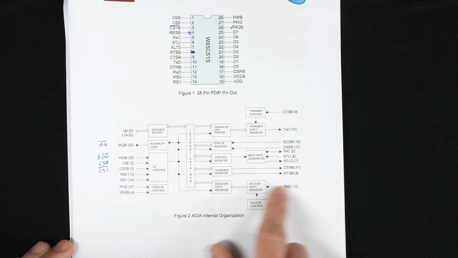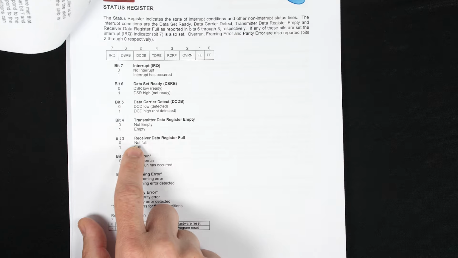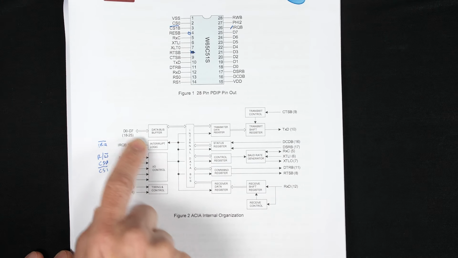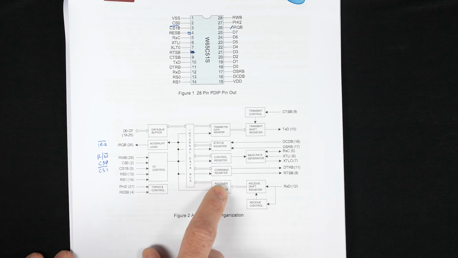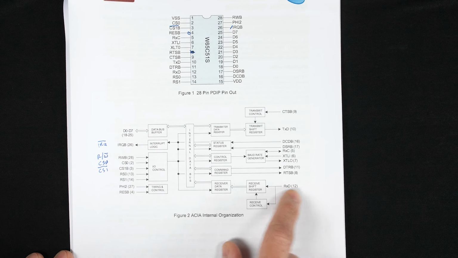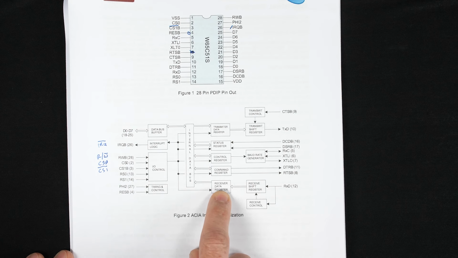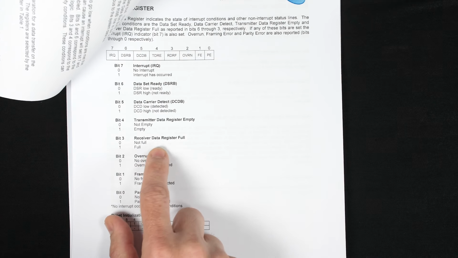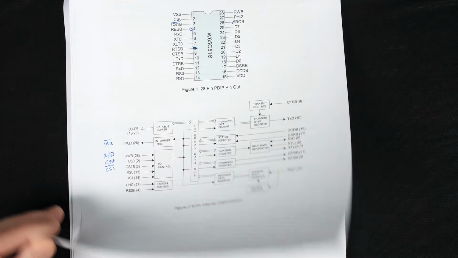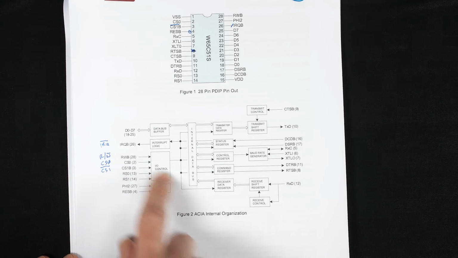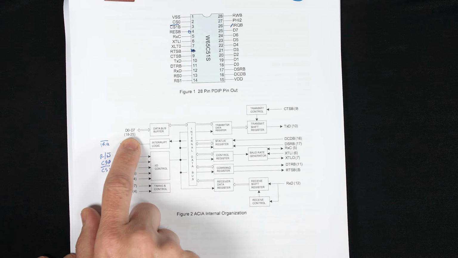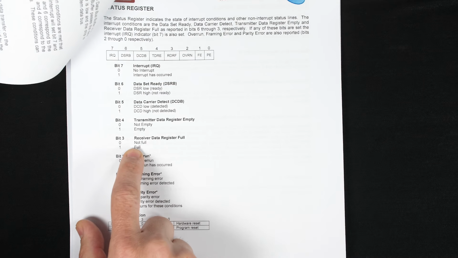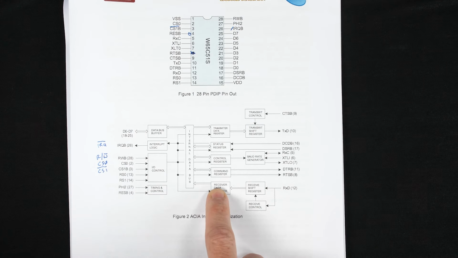So if we're expecting to receive data, we need to be monitoring that receive data register full bit, and whenever it's full, we then need to read from the data register to get that byte out of that register so that the next byte can be read. So in our case, we're just going to be in a loop checking that receive data register full bit, and if it's ever set, then we read the data. As soon as we read it, this gets reset to not full until the next byte gets received.